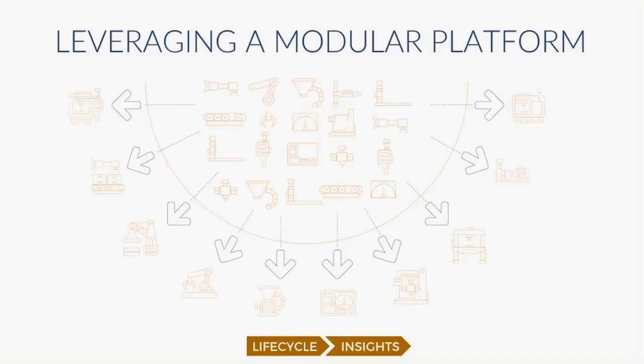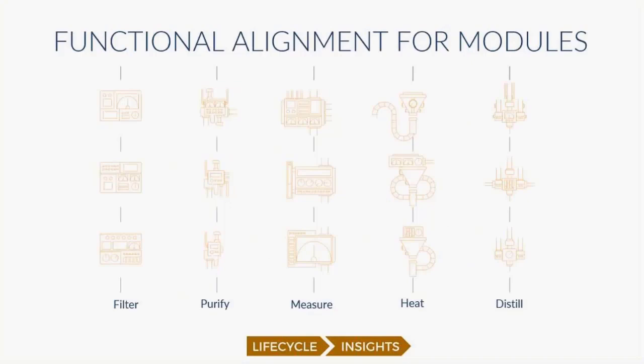So how do you get to that point? Well, one of the first steps is you have to get alignment between functions and modules. Okay, so what you can see here, going from top to bottom in these different columns, are different modules that fulfill a specific function. Like there are 3 here you can see for filtration, 3 for purification, 3 for measurement, 3 for heating, 3 for distilling. But they might have different capacity, right?